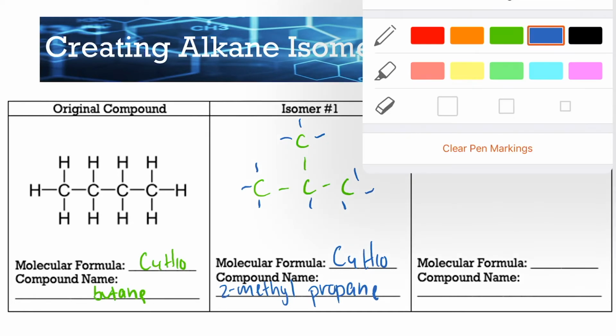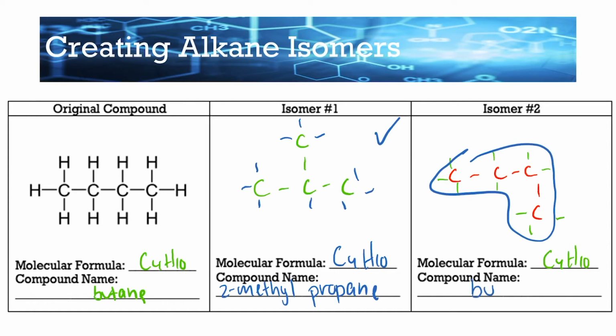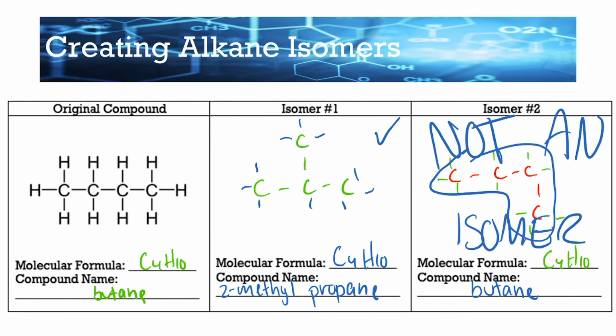If I draw this, though, so if I draw 1, 2, 3, 4, and have all of my H's in green, I still have C4H10, but when we're naming this, your longest chain is still 4 carbons. That is butane. This is not an isomer. Okay? So it does take some trial and error, and as long as you're naming it at the end, that is a good check.